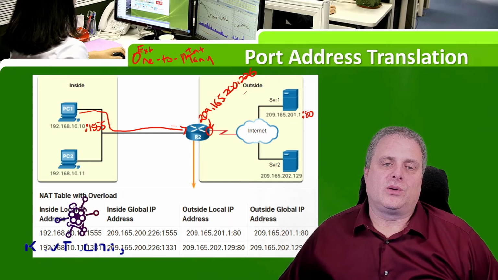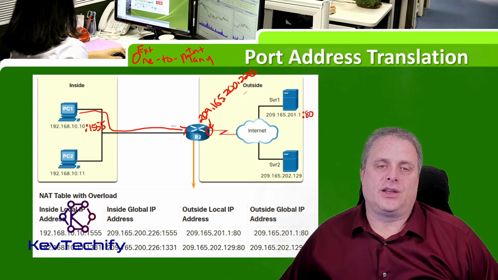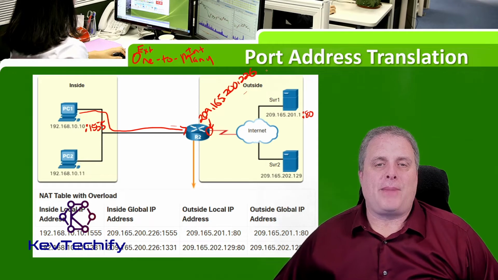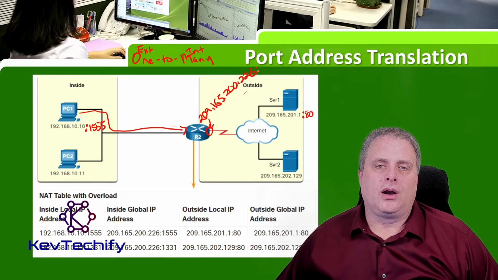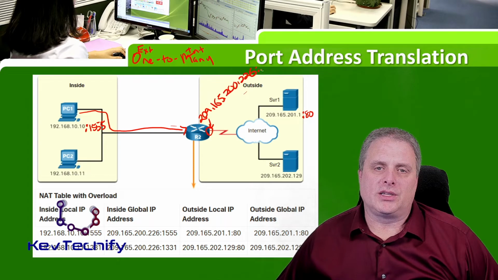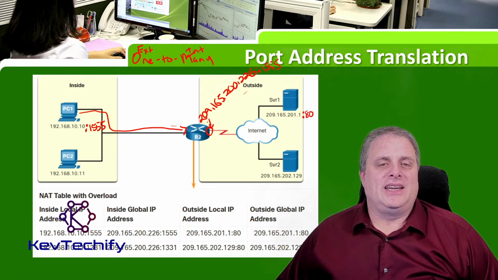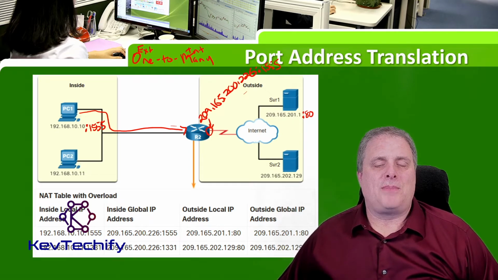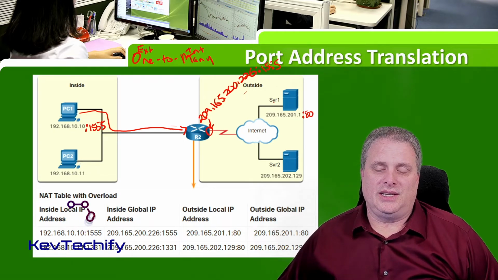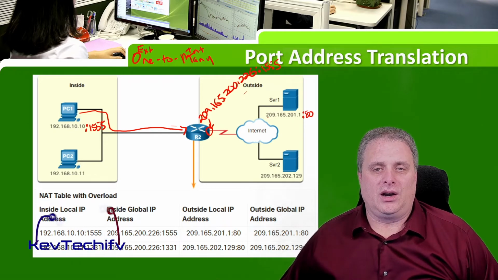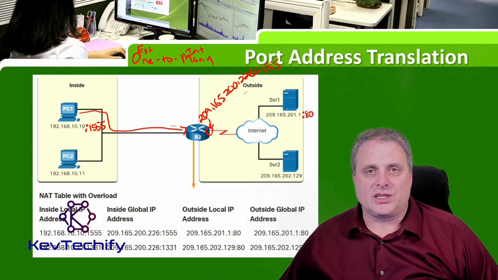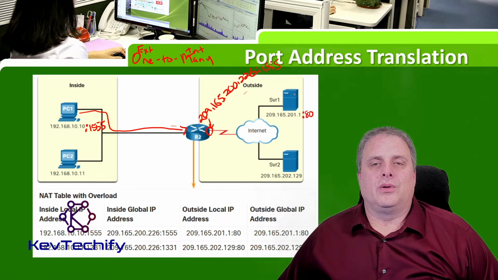And what it does is it puts that public IP address on there, 209.165.200.226, and then it appends that port number that it got from PC1, 1555. It appends that on there as the source IP address with a port number. It sends out the request, the destination IP address of server 1 here, sends it out there. Server 1 gets that request in and sends back a reply.